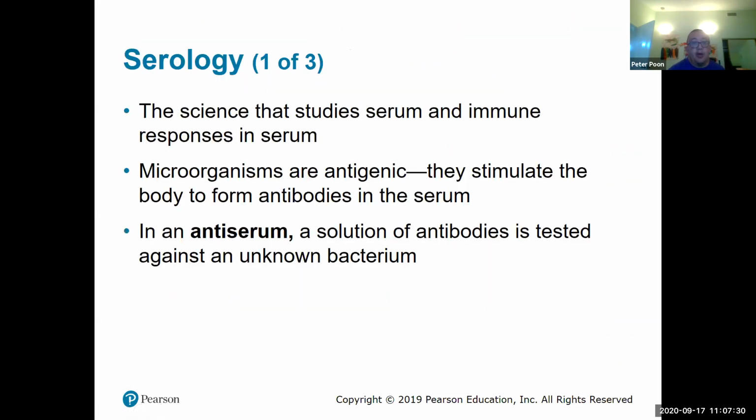All right, we'll skip the bioassay. Serology is a science that studies serum and the immune responses in serum. Serum is plasma without the clotting factors. Microorganisms are antigenic, so they stimulate the body to form antibodies in the serum, and you can look for those antibodies. In antiserum, the solution of antibodies is tested against a known serum or a known bacterium, and if they bind, then you know which type of antibody you're looking at.